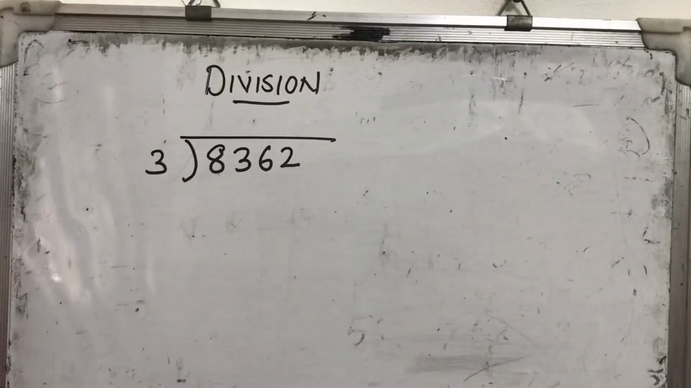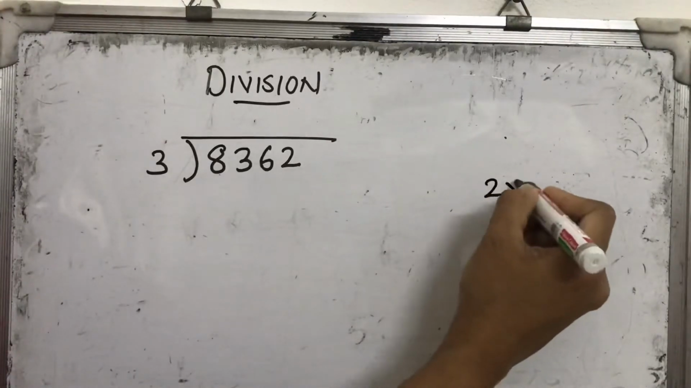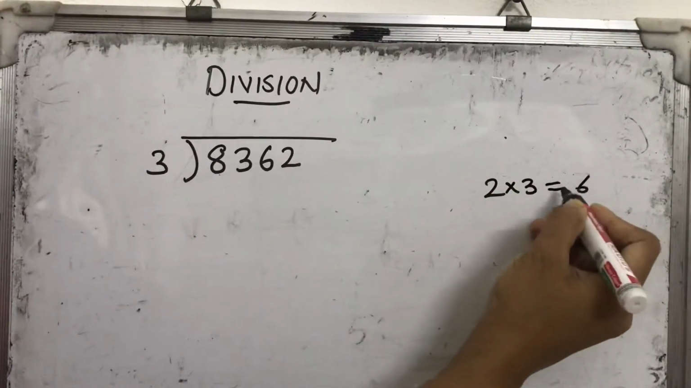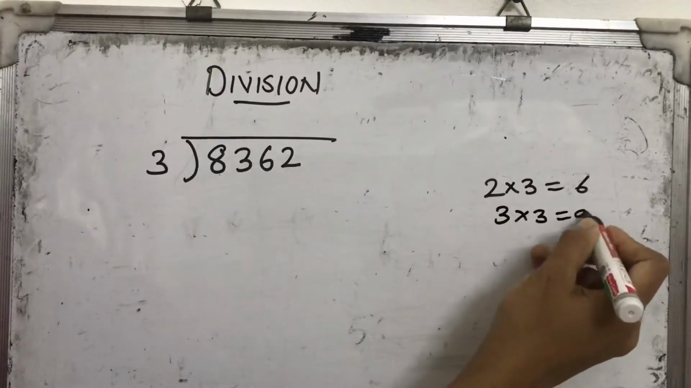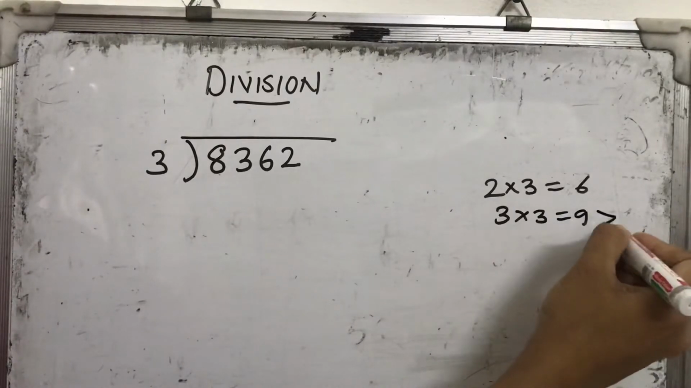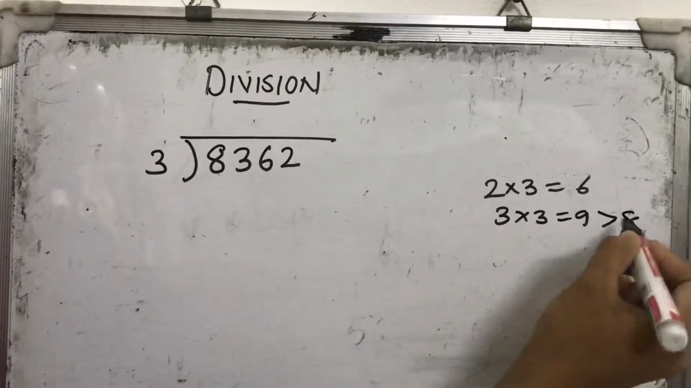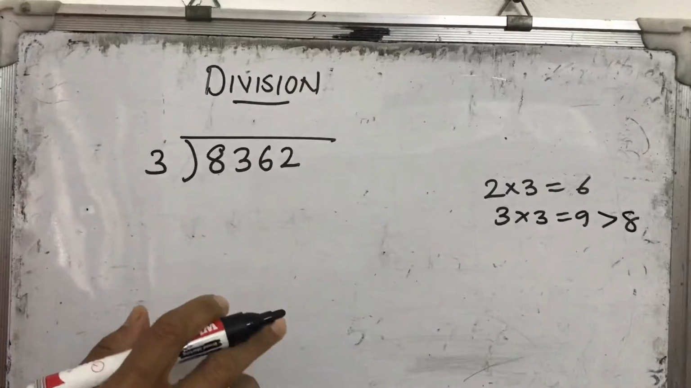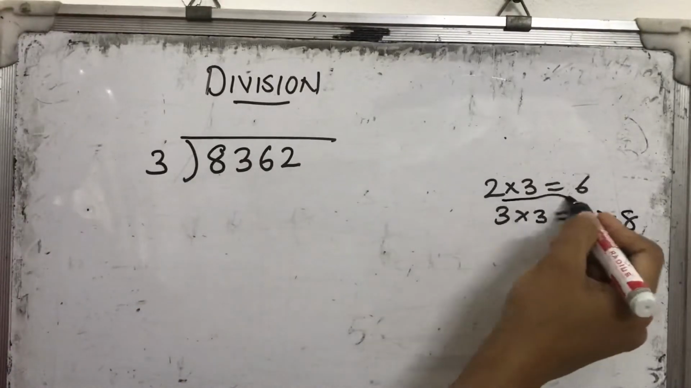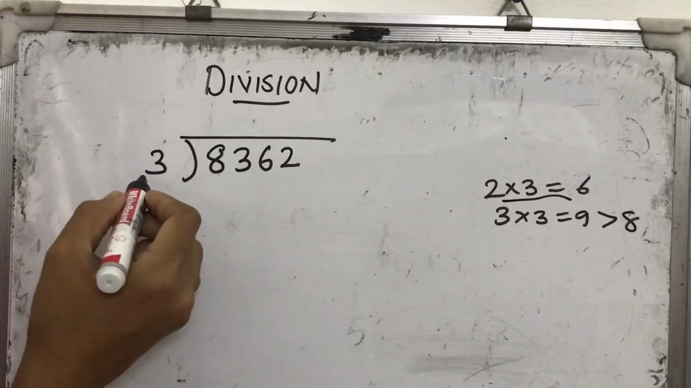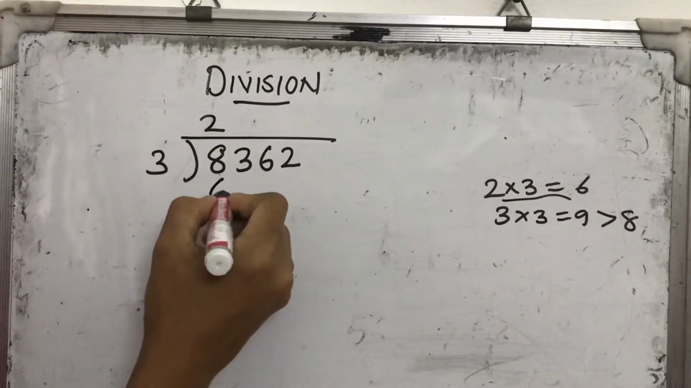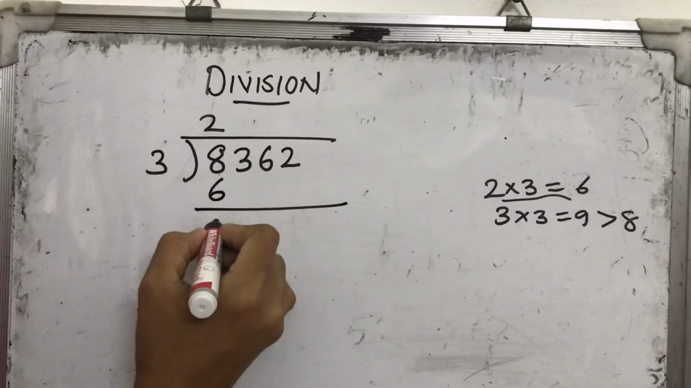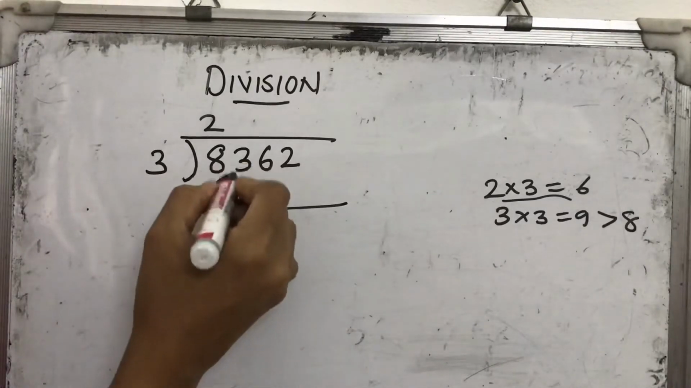So for that we know 2 into 3 is how much? 2 into 3 it is 6. And 3 into 3 it is 9. But 9 is greater than which one? 8. Okay. So which multiplication fact do we want to take? This one. So 8 divided by 3 will be 2. And then 2 into 3, 6. Then subtract 8 minus 6, 2. Then bring down 3.